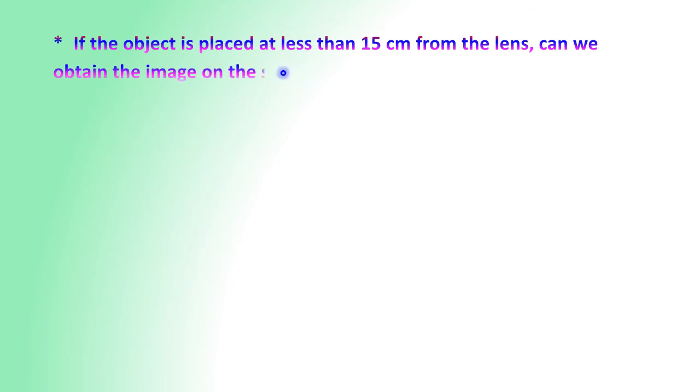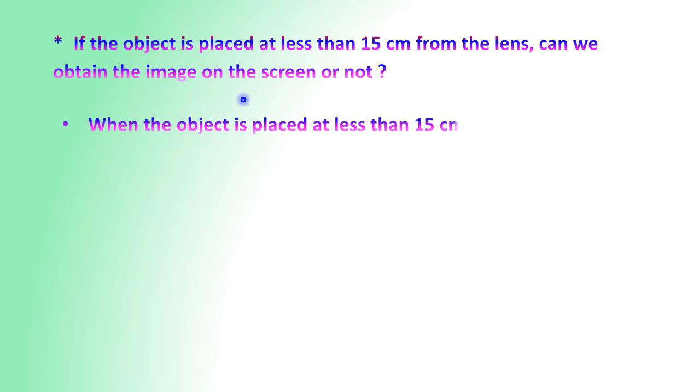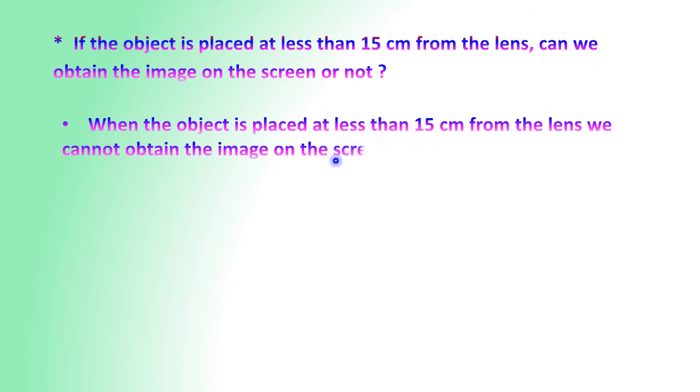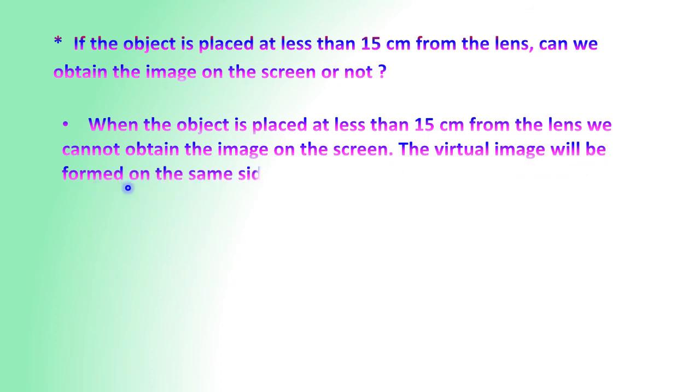The object is placed at less than 15 centimeters from the lens. Can we obtain the image on the screen or not? Here, when the object is placed at less than 15 centimeters from the lens, we cannot obtain the image on the screen. The virtual image will be formed on the same side as the object.